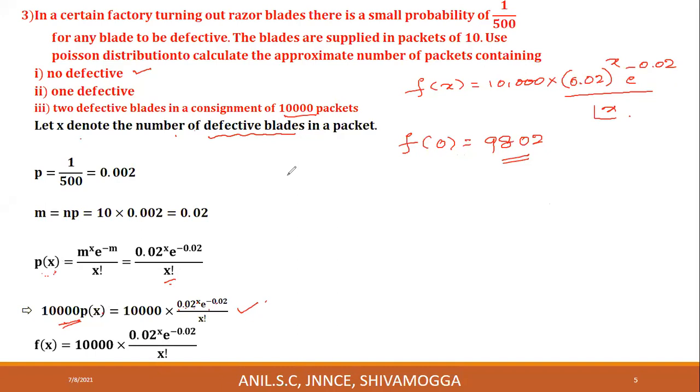This is the first case. Next is the second case. What is the second case? One defective blade. That means P of 1. Put x is equal to 1, simplify. 10,000 into 0.02 whole power 1 into e power minus 0.02 divided by 1 factorial is 1.